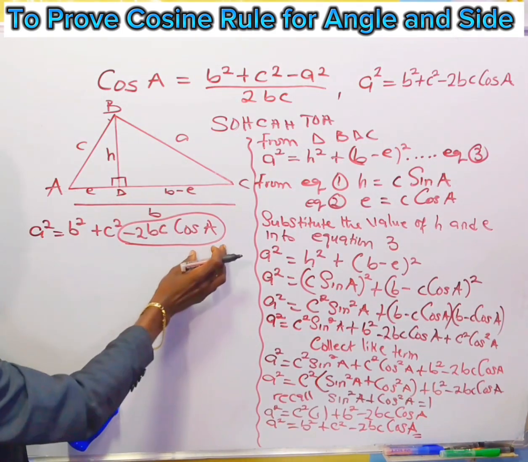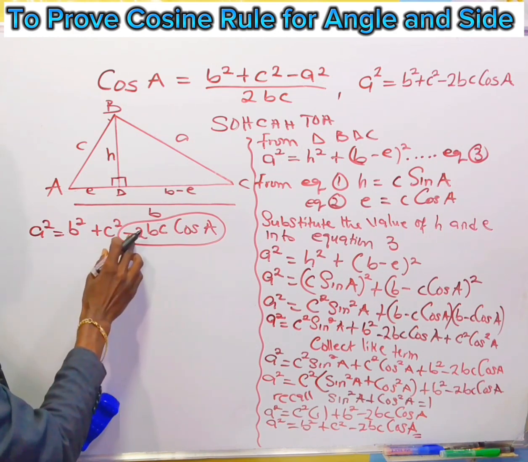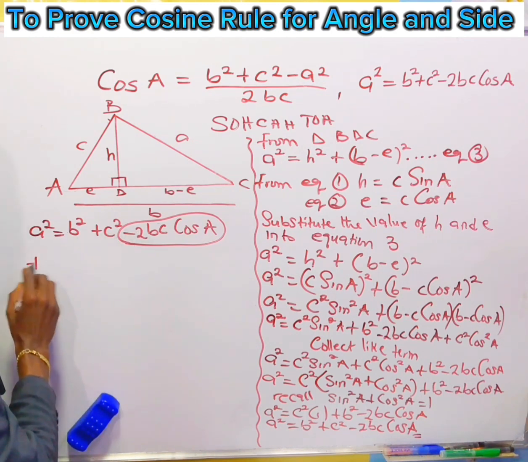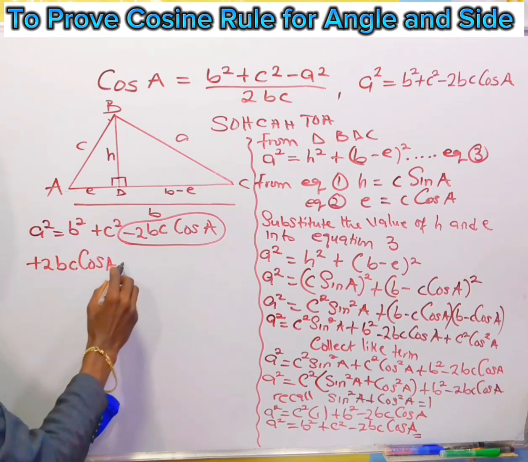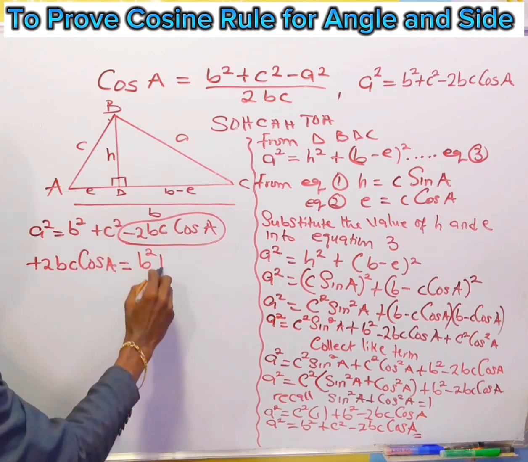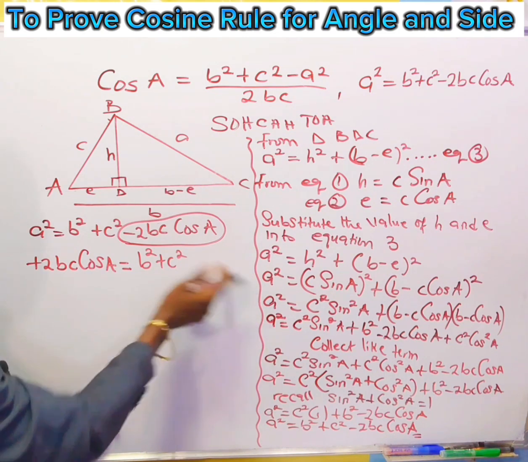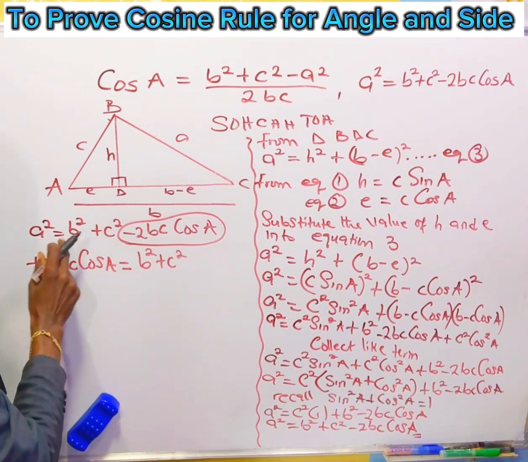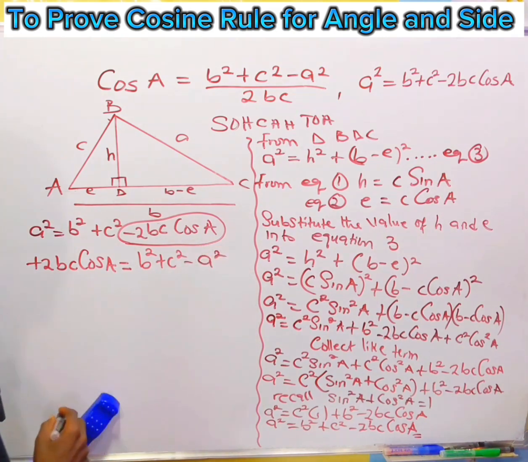Moving negative 2bc cos A to the other side is going to cross the equal sign. Then the negative 2bc cos A will become positive 2bc cos A. Now it will be equal to B squared plus C squared. Now, A square will also move to the left-hand side, which means A square will cross the equal sign and it will now become negative A square.